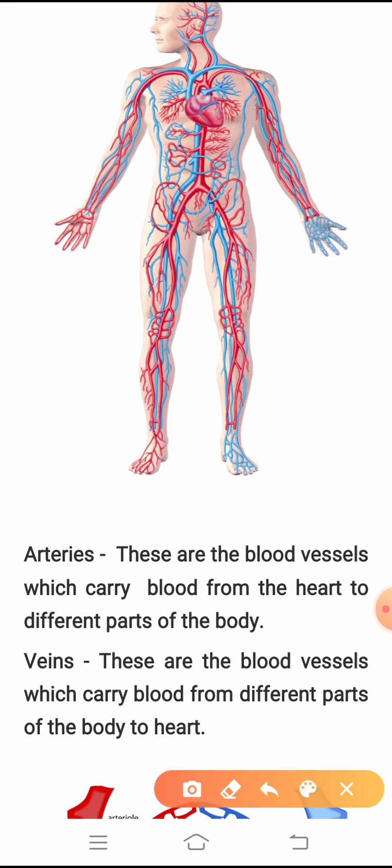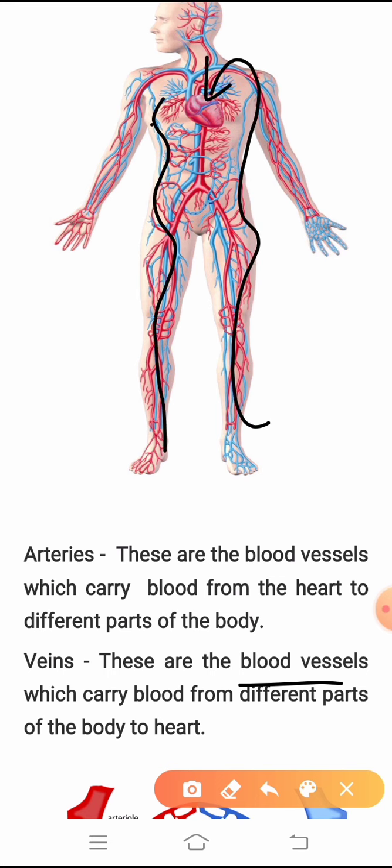What are veins then? The veins are also blood vessels, which carry the blood from different parts of the body to the heart. Now, as the blood is returning from the different parts of the body to the heart, the blood is no longer under pressure. So the thing here is, the walls of the veins are not as thick as the walls of the arteries, because the blood is not under high pressure.